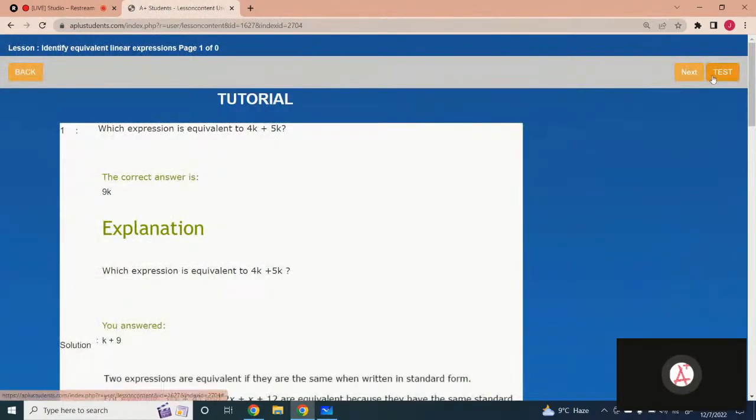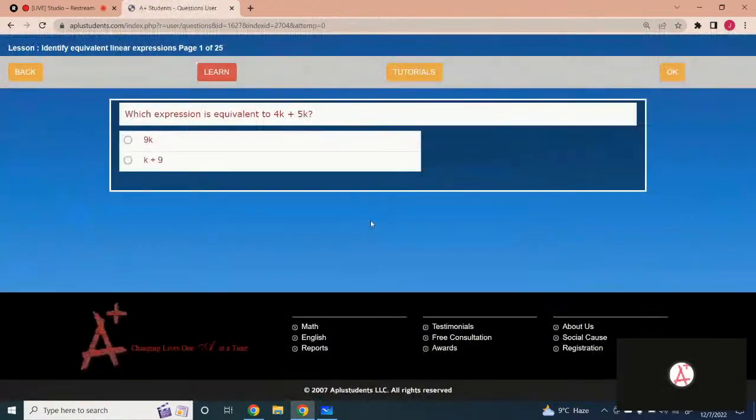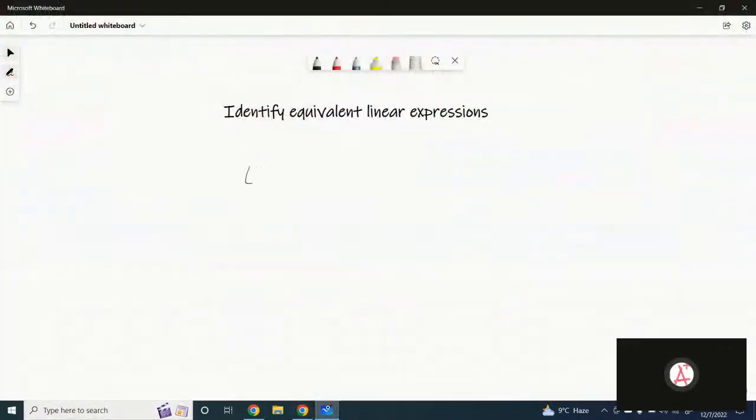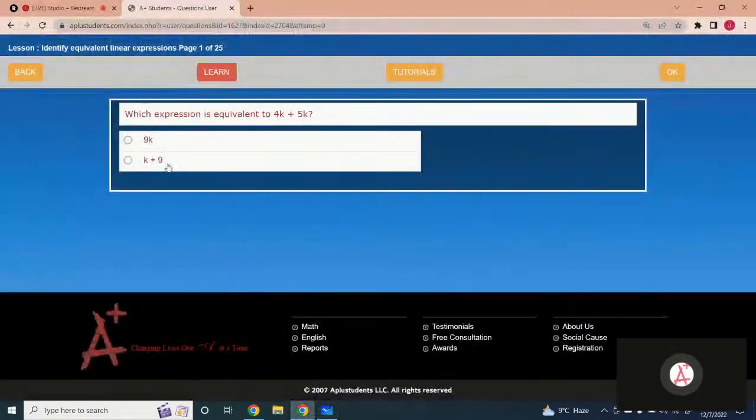Okay, let's just click on the test button. Which expression is equivalent to 4k plus 5k? So 4k plus 5k, you have the same variable. Got it? When you have the same variable, they are the like terms. Like terms means they have the same variable. You can collect the like variables. Just add 5 and 4, so 5 plus 4 makes 9k. Got it? So the expression equals the first option, that would be 9k. Just select the correct option and click on the OK button.